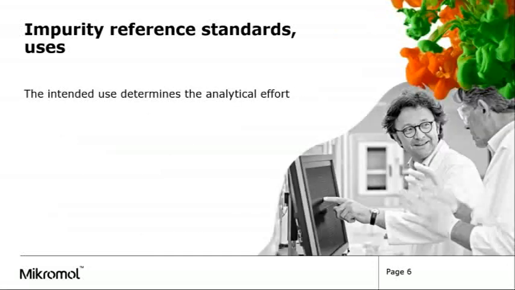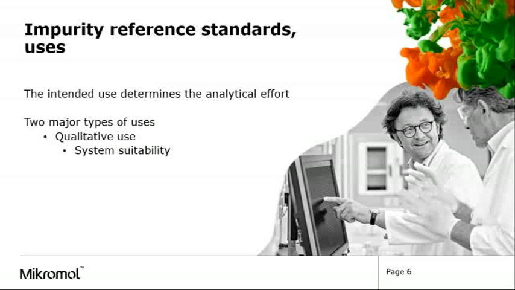So speaking of intended uses, the intended use determines the extent of analytical effort that needs to go into the characterization of those standards. And there are two major types of uses. One, qualitative use, where we may use an impurity reference standard in, for example, a system suitability test, where we're using it to check the separation perhaps between it and the API or it and another impurity to show that the method is performing as expected.